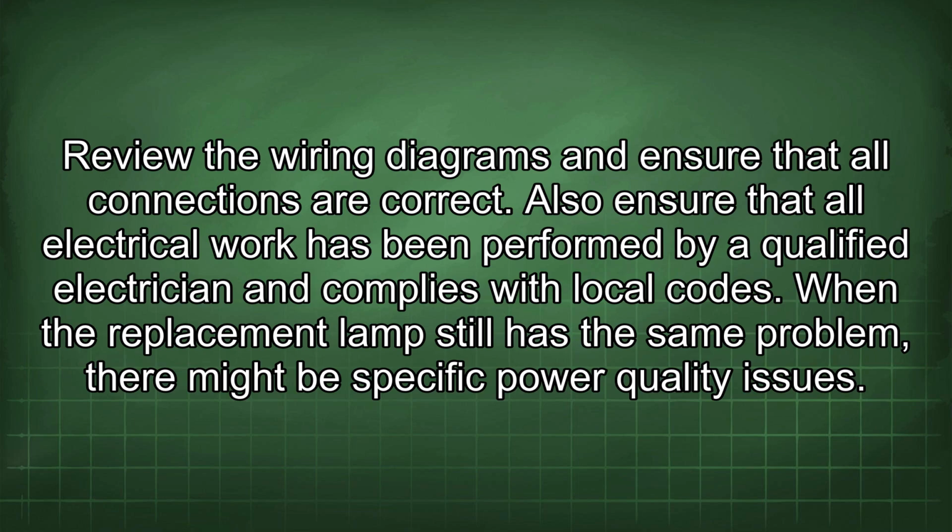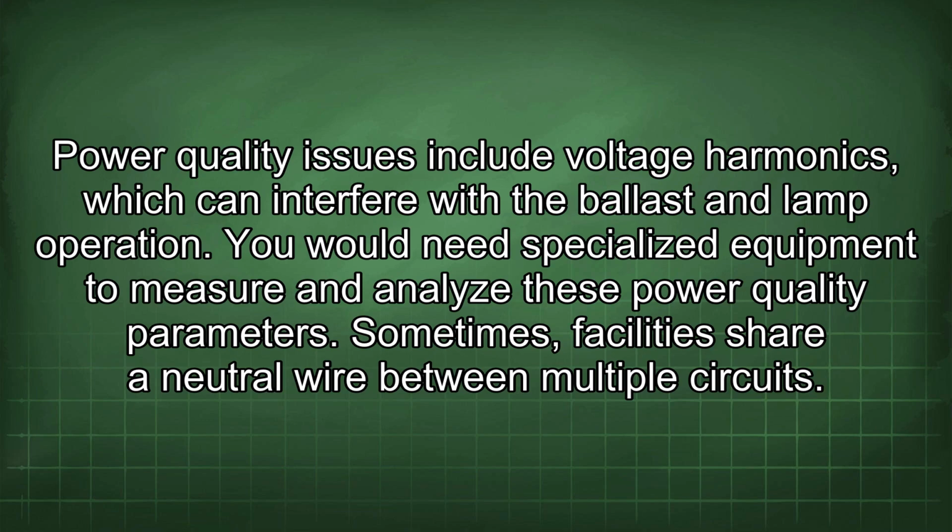When the replacement lamp still has the same problem, there might be specific power quality issues. Power quality issues include voltage harmonics, which can interfere with the ballast and lamp operation. You would need specialized equipment to measure and analyze these power quality parameters.